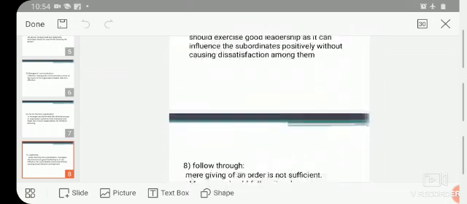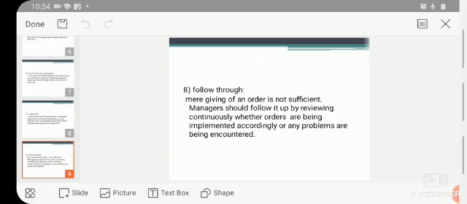The last one coming up, follow through. Merely guiding the people, if the manager keeps quiet, then there is no use of it. So the manager should be active and proactive. The manager should always check and balance. Check and balance means what? In accordance with his guidelines, whether the subordinates are working or not working.